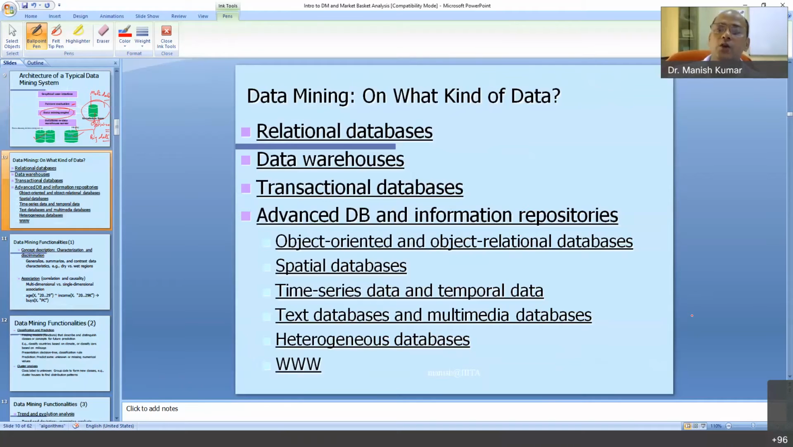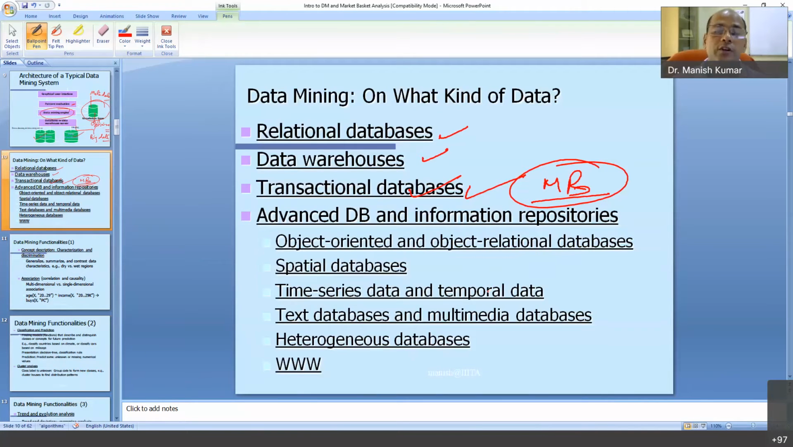The question is on what kind of data you can actually do analysis. The answer is you can do analysis on all types of data. Whether it is relational, warehouse, or transactional data, I'll be talking about transactional data because it is related to market basket analysis. I'll talk about transactional databases in detail.